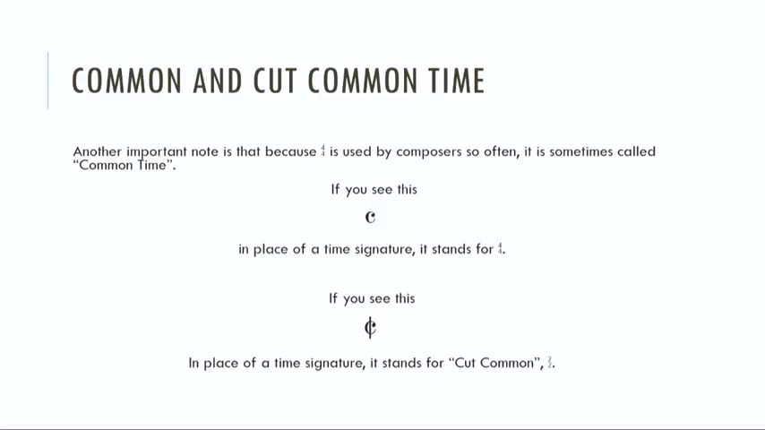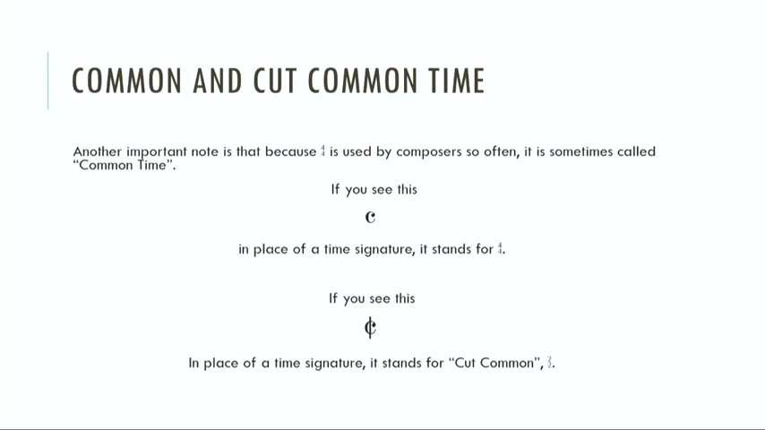Now, another thing that you may come across quite frequently is a C or a C with a line through them. And I'm just going to explain this to you briefly in case you come across them. So if you see a C, it stands for common, and it's usually, or almost always, associated with 4/4 time, because 4/4 time is so common. Okay, it stands for common time. So if you see a C, it stands for 4/4 time. It's just like a placeholder for 4/4.